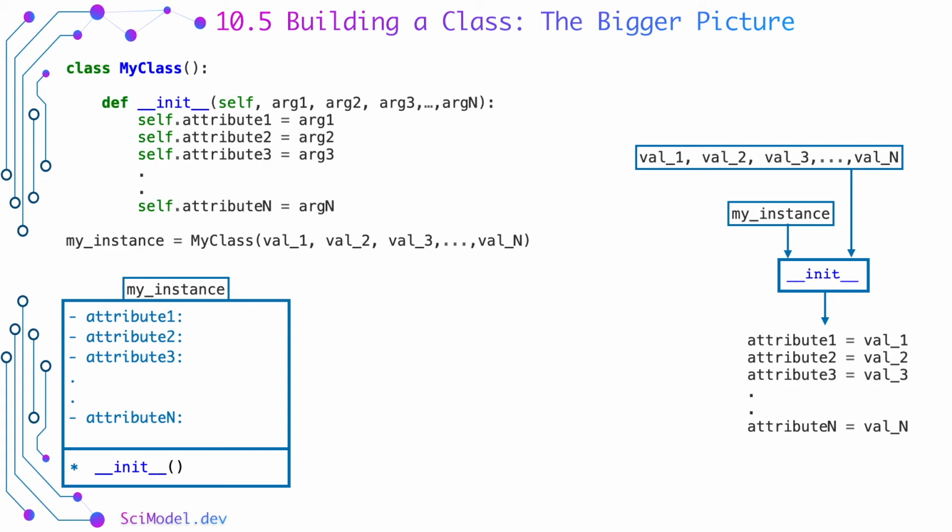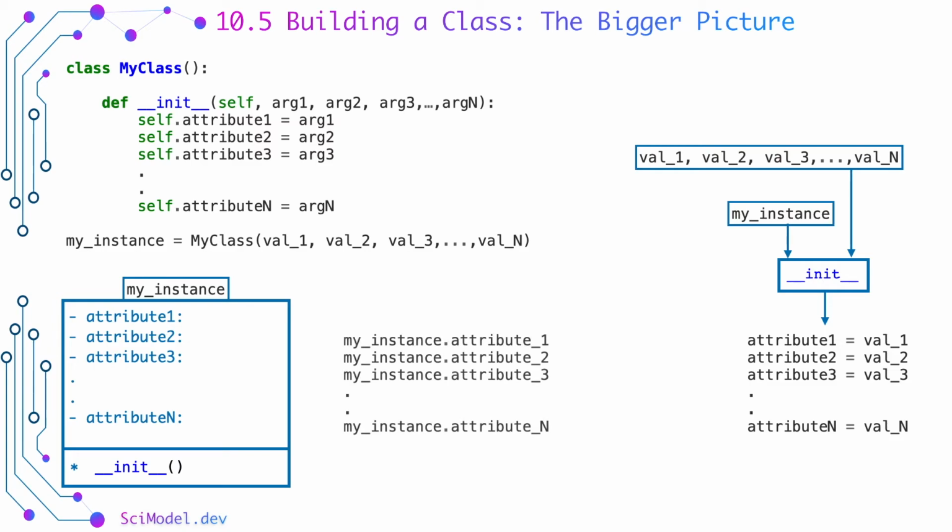But now, how does the init constructor access those attributes to assign values to them? Since the attributes are part of the myInstance instance, the attributes can be accessed by the following syntax: myInstance.attribute1 for the first attribute, myInstance.attribute2 for the second attribute, and so on. Then, the init constructor will assign the passed values val1, val2 up to val_n to those attributes.